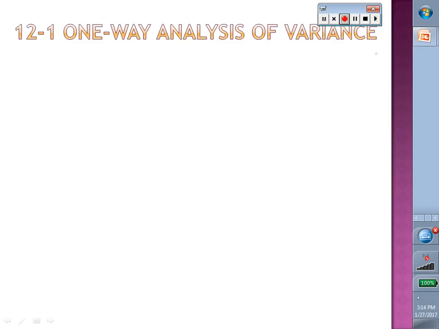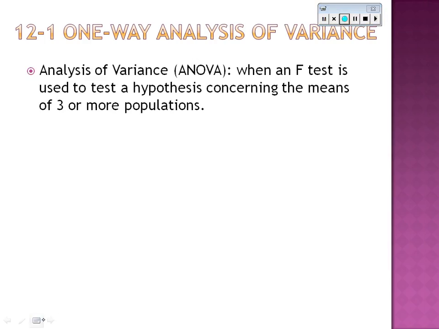Section 12.1, we're looking at one-way analysis of variance. Analysis of variance can also be abbreviated as ANOVA when an F-test is used to test a hypothesis concerning the means of 3 or more populations.